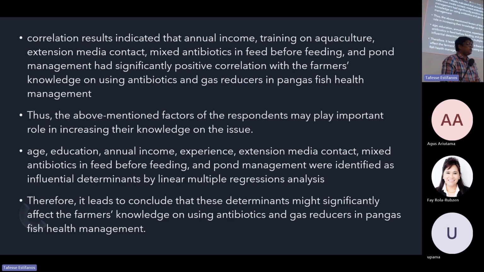And in the correlation, I found that certain variables like annual income, training on aquaculture, extension media contact, mixed antibiotics in feed, and pond management had a significant positive relationship. So the above-mentioned factors may play an important role in increasing or decreasing the knowledge on using antibiotics and gas reducers. From the regression, I can also say that certain variables found significant in my study might impact their knowledge. If we can intervene on those factors well in our study place, then their knowledge can be enriched and we can have better production without antibiotic and gas residues in my fish.